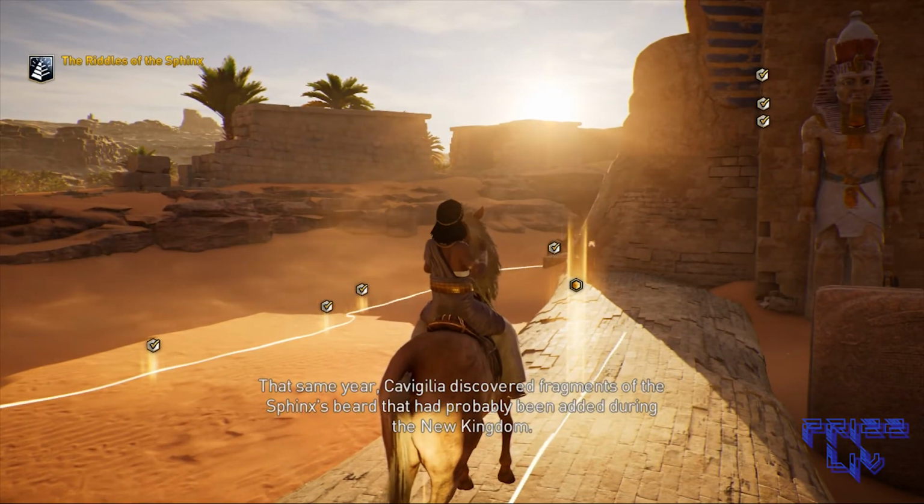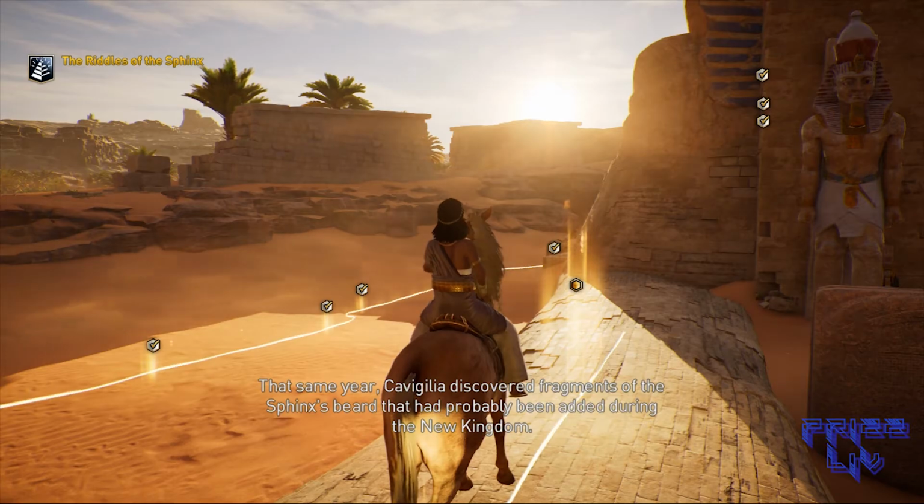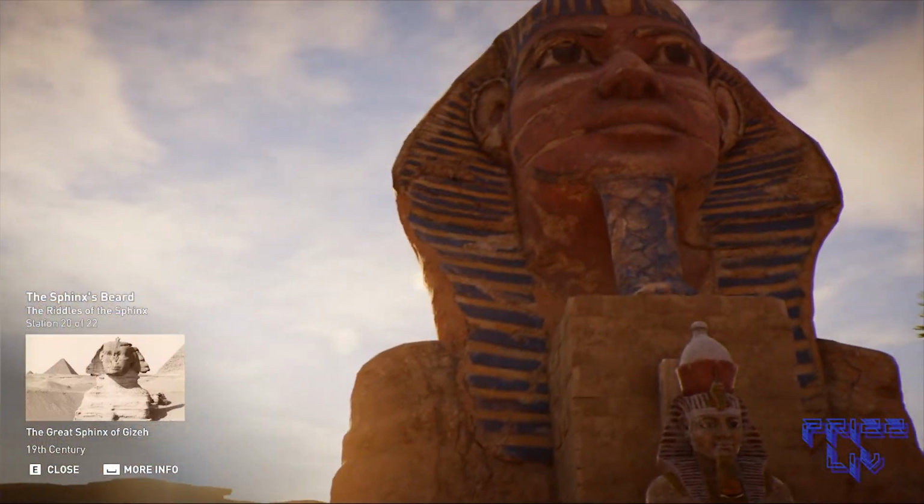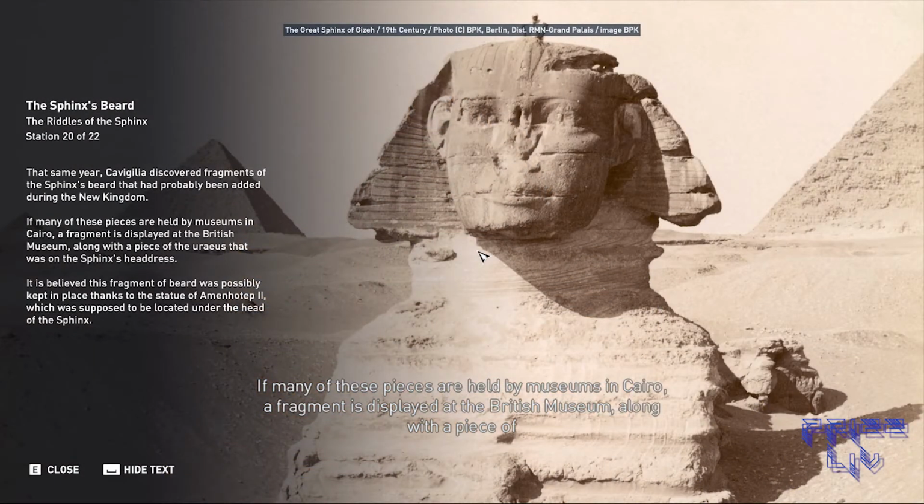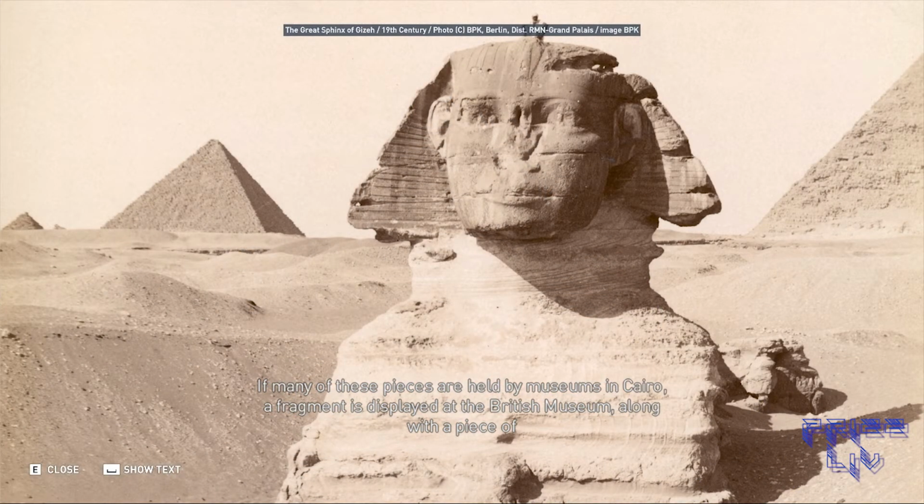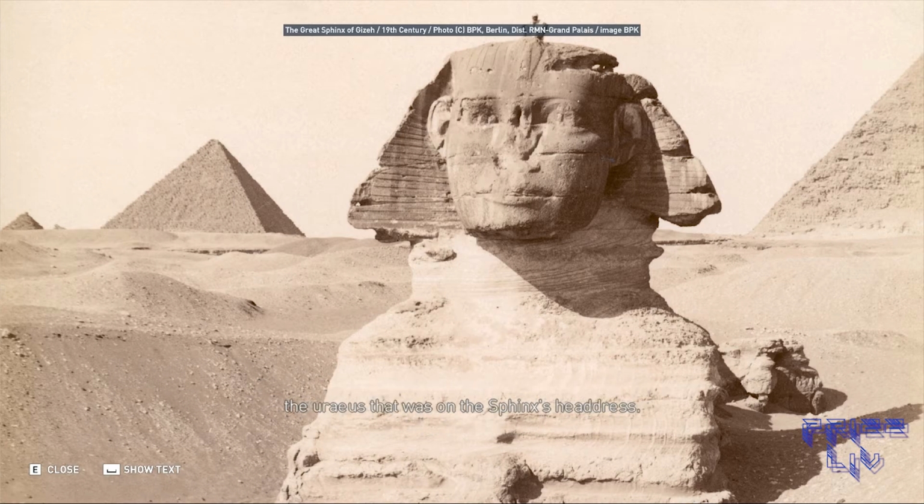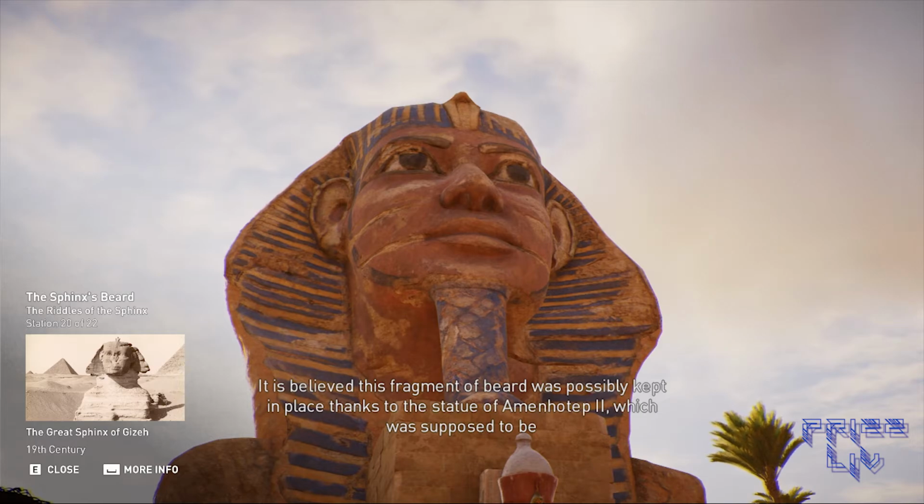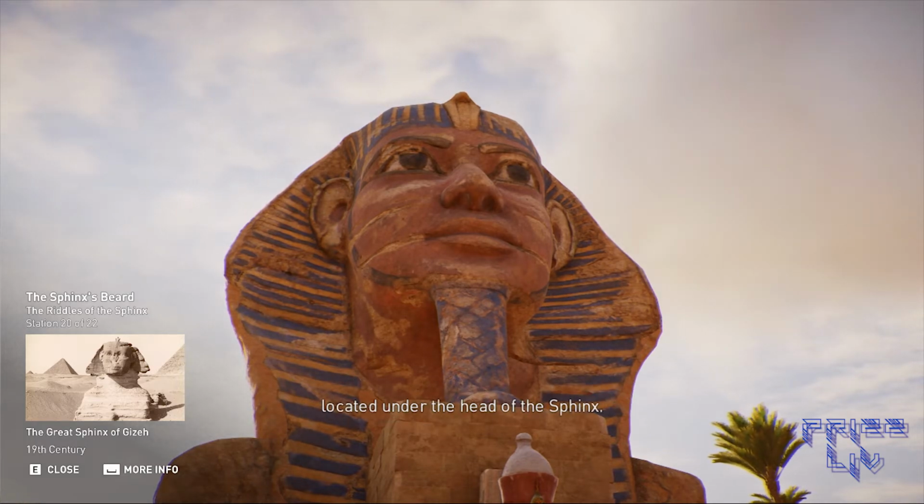That same year, Caviglia discovered fragments of the Sphinx's beard that had probably been added during the New Kingdom. If many of these pieces are held by museums in Cairo, a fragment is displayed at the British Museum, along with a piece of the uraeus that was on the Sphinx's headdress. It is believed this fragment of beard was possibly kept in place thanks to the statue of Amenhotep II, which was supposed to be located under the head of the Sphinx.